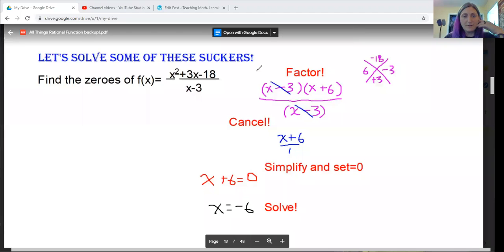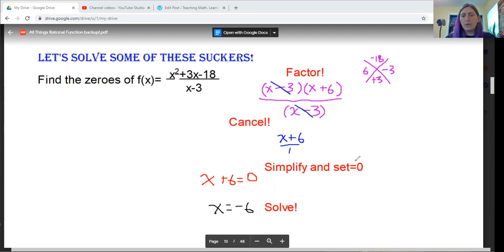I factored x squared plus 3x minus 18. I put my c term up here, minus 18. I put my b term down here as plus 3. And what multiplies to 18 and adds to 3? Positive 6 and negative 3. Lucky us, we don't have a leading coefficient. We can leave it alone and just go straight into our brackets. And there they are. And then x minus 3. Look, it's on the bottom, and we can cancel it. Yay! Now we're just left with x plus 6.